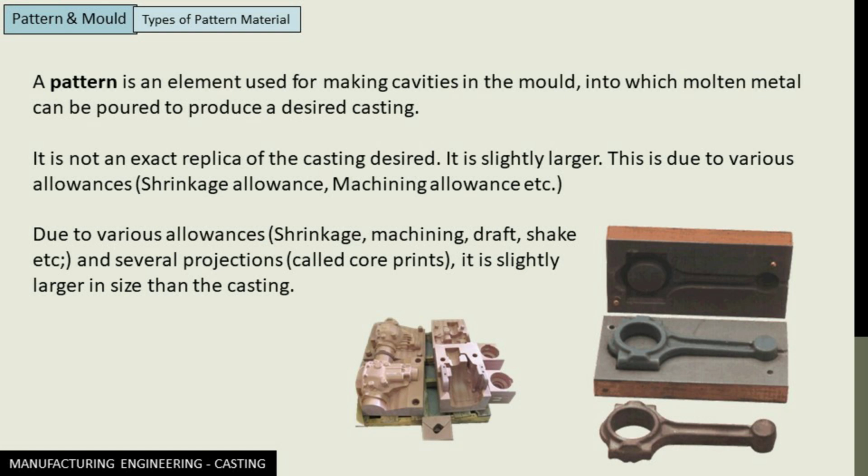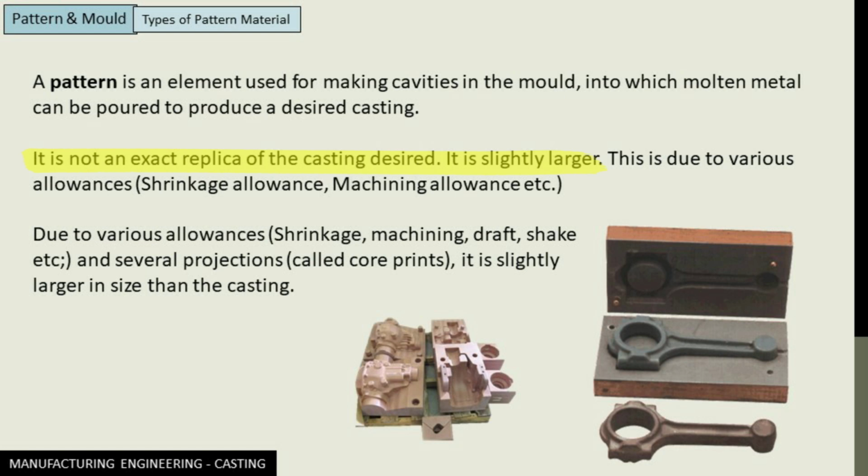In this new unit, we will understand patterns and molds. A pattern is the core element of a casting process, whereas a mold is the actual equipment of casting. So let's begin with the pattern itself. A pattern, like I told you before, is an element used for making cavities in the mold. And inside these cavities, molten metal is poured to produce a desired outcome, a desired casting.